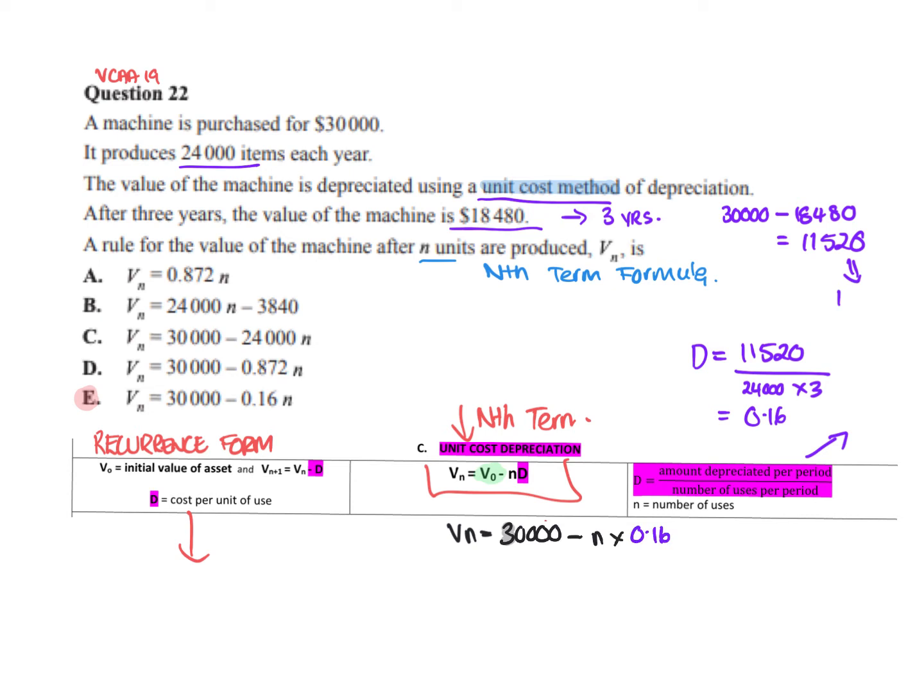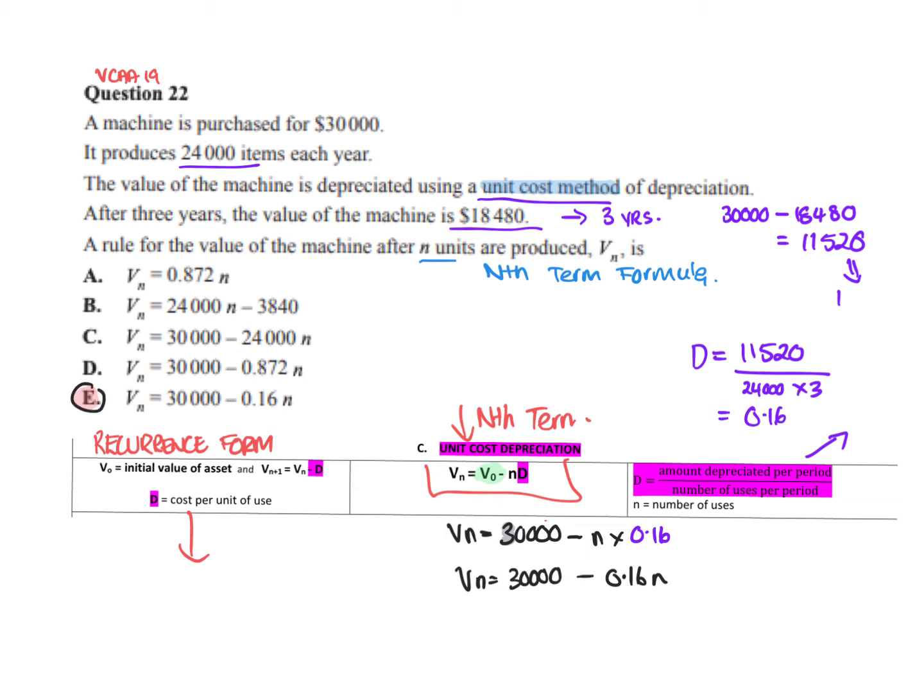Okay, so we can tidy up this formula now. Really, I would just write Vn equals 30,000. And we often write the letter N after the number, okay? Now, can we see that option in our selection? Yeah, it's E, isn't it? Okay, and there we go.